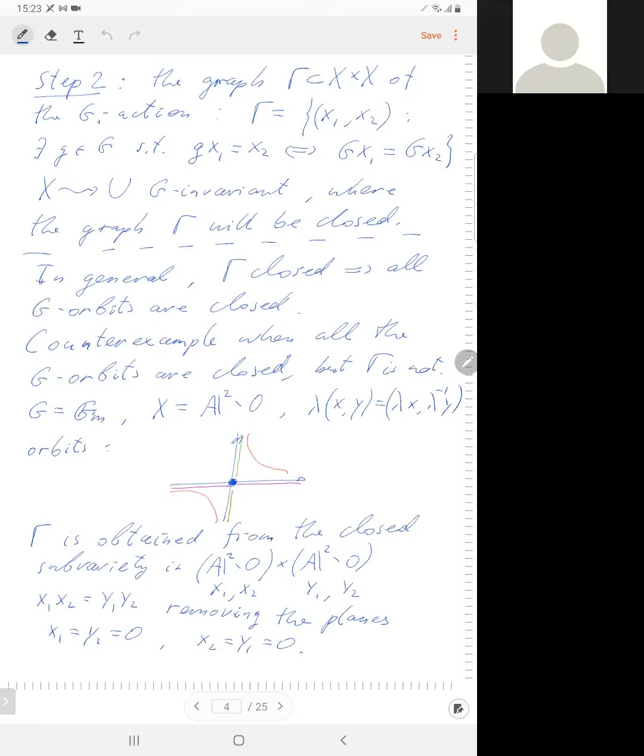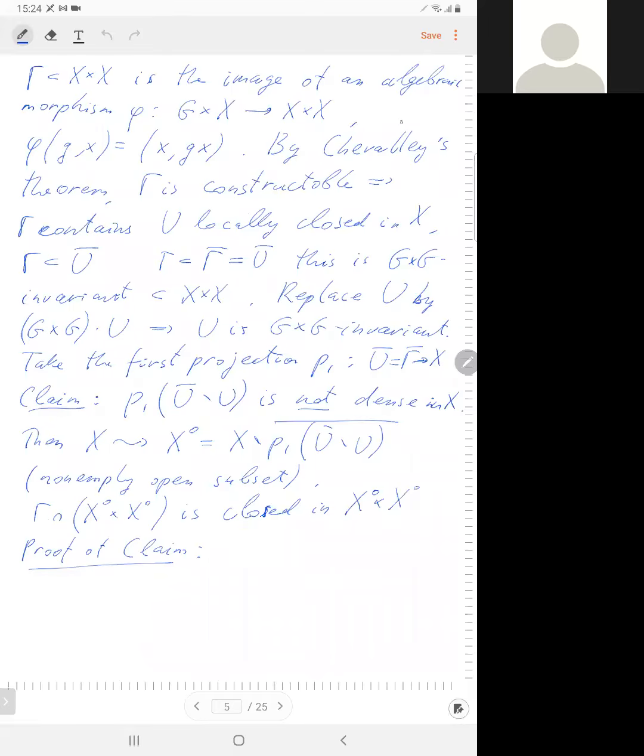Right. We're proving that we can shrink our X so that the graph of the action will be closed. For example, in this counterexample, we have to remove the coordinate lines, right? When the first or second coordinates vanish, then we are only left with hyperbolas, and the graph of these hyperbolas is closed.